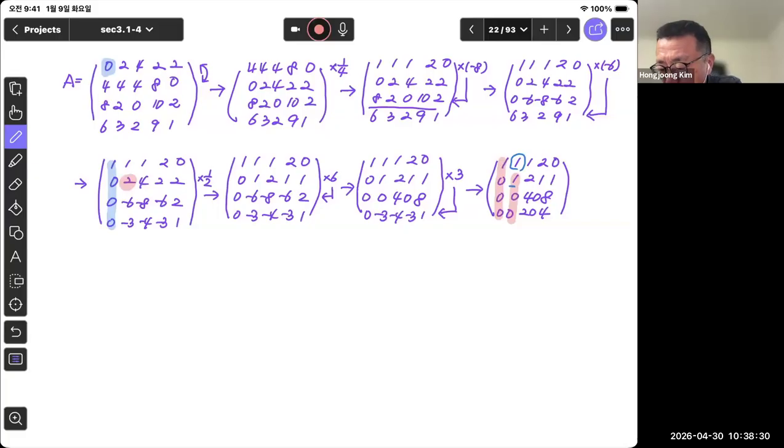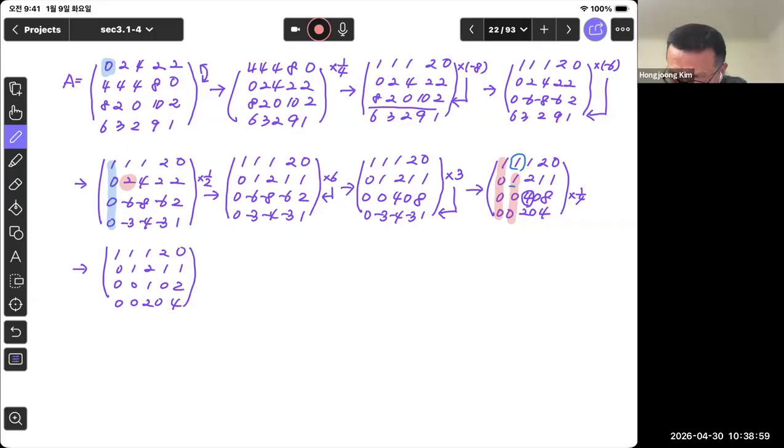Now I go to the third column. I have 4 here, so let me multiply 1/4 to the third row. Then the matrix becomes 1, 1, 1, 2, 0, 0, 1, 2, 1, 1, then 0, 0, 1, 0, 2, and then 0, 0, 2, 0, 4.